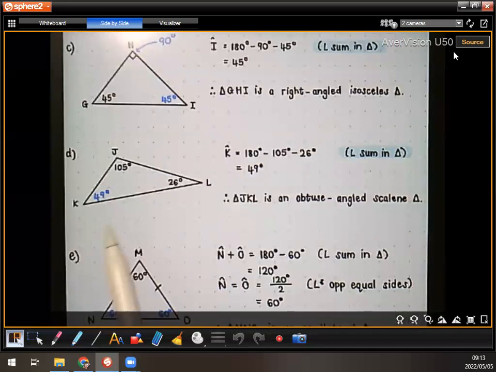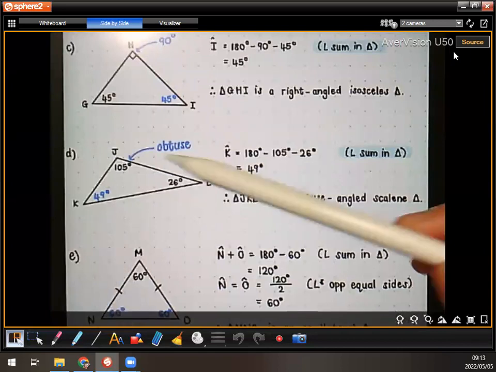So now, if we look at the angles, we have 3 angles that are different. So that's definitely scalene. Are we fine with that? And then this angle over here is an obtuse angle, 105. That angle is obtuse. And we know that if we have one obtuse angle, we call it an obtuse angled triangle.